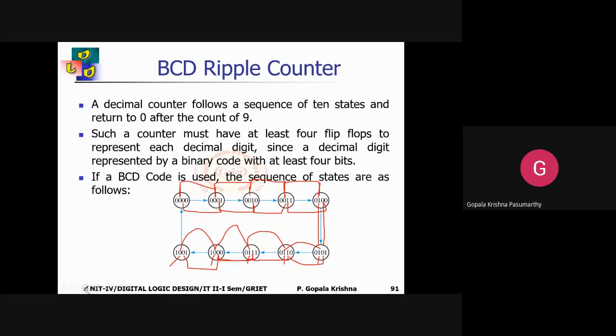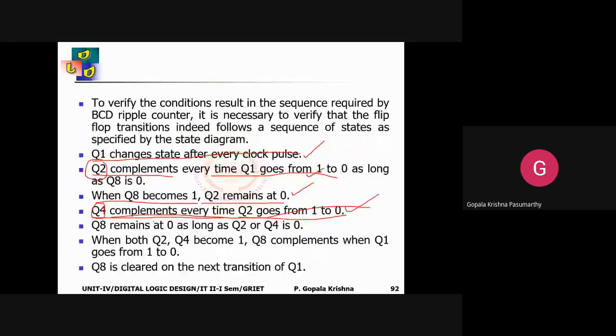Can someone respond to this? Hello? Can someone respond?